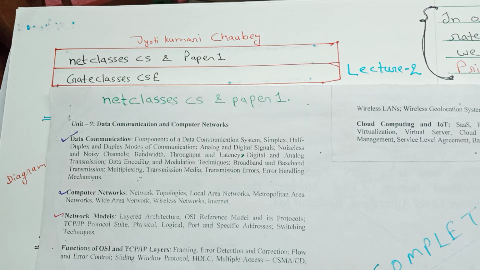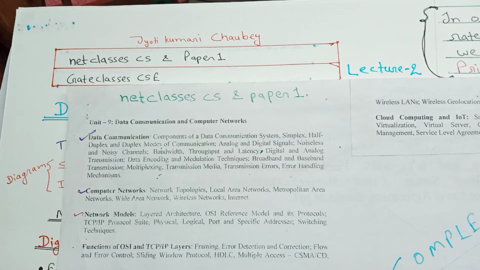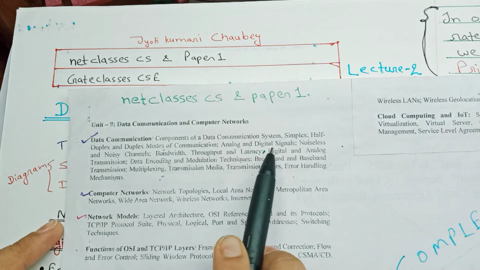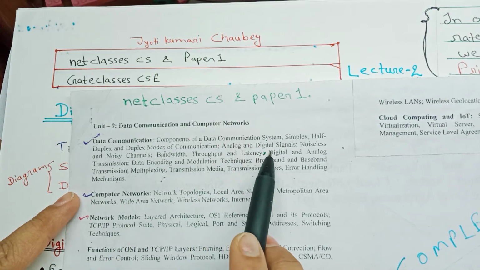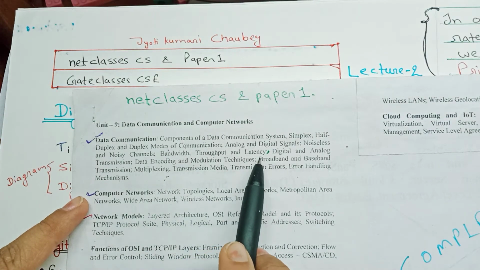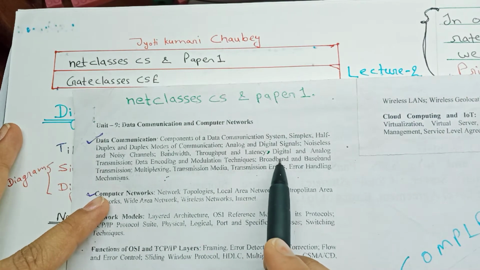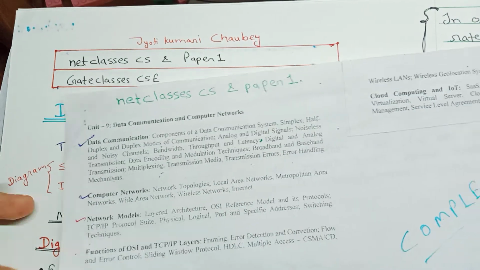Okay, now here is our syllabus. We have already completed 2 lectures of data communication and computer network in English language, in which we covered components of a data communication system, simplex, half duplex, duplex modes of communication, analog and digital signals, noiseless and noisy channels, bandwidth, throughput and latency. Now we will discuss digital and analog transmission in this lecture.